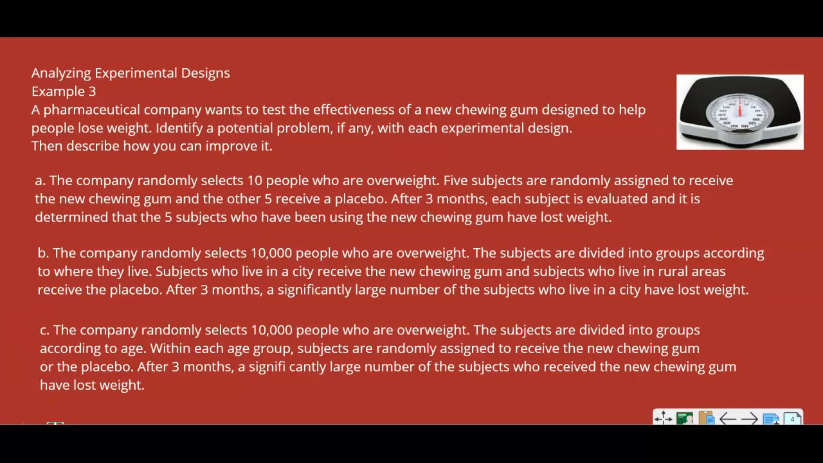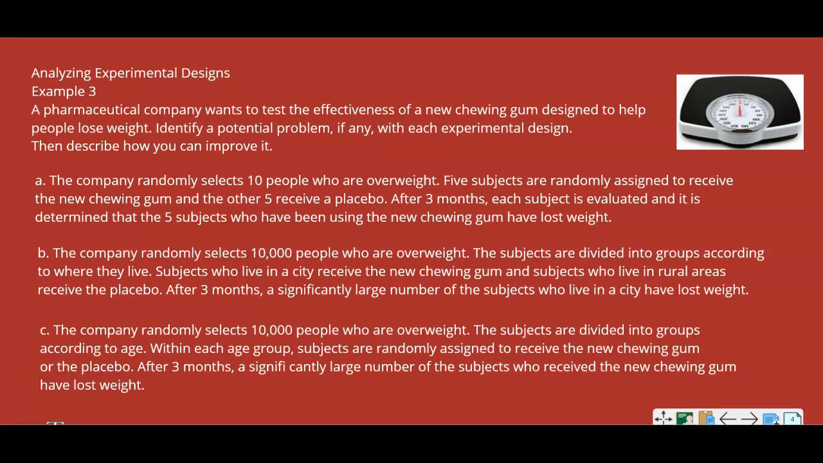B part says the company randomly selects 10,000 people who are overweight. The subjects are divided into two groups according to where they live. Subjects who live in a city receive the new chewing gum, and subjects who live in rural areas receive the placebo. After 3 months, a significantly large number of the subjects who live in a city have lost weight.